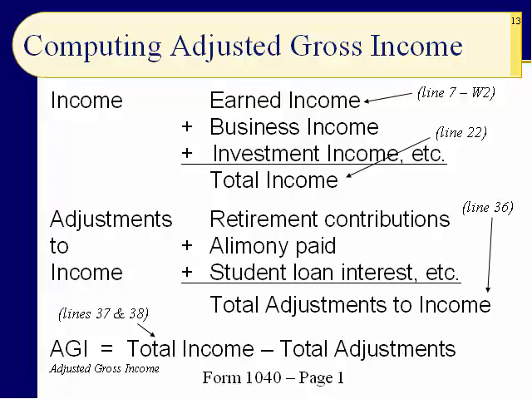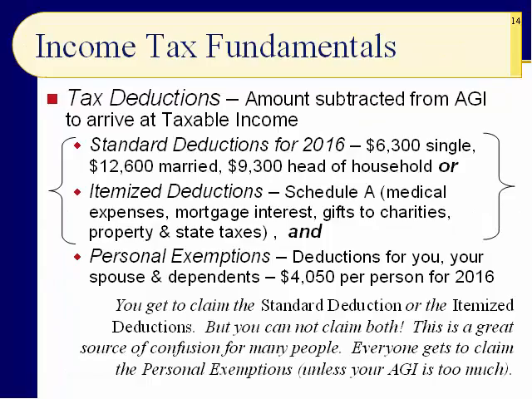Because now we're ready to take a look at the top of page 2, which is a little trickier, but not that much trickier, because what we need to take a look at now are the deductions. We have a choice. We can use the standard deduction, or we can itemize our deductions. And this is where it starts to get tricky, because you don't get to take advantage of both. It's one or the other.